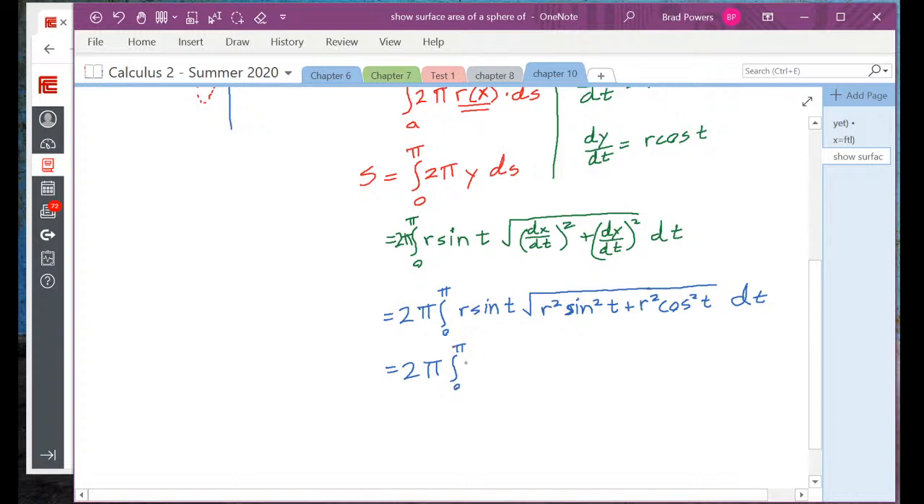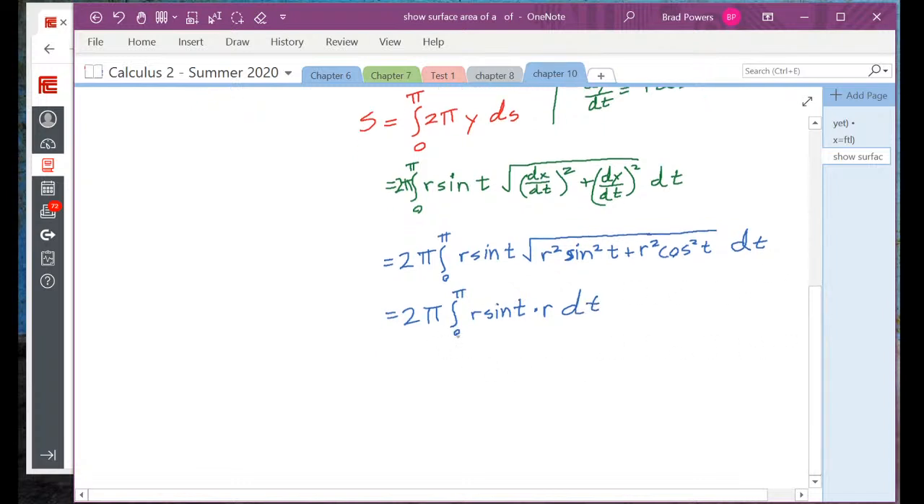Those are my limits on my integral, 0 to pi. R times sine of t, and this is going to turn into r squared times 1. What's the square root of r squared? R, dt. I think I'm almost ready to do this.